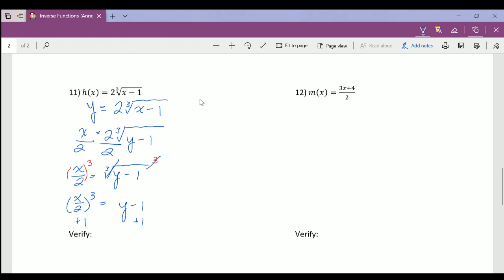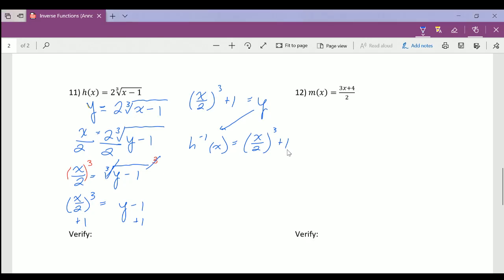Okay, so what you're looking at is x over 2 being cubed, adding 1 to that, and that equals your y. Okay, the y, we're going to put it back into function notation. This is going to be h, but it's the inverse of h of x, and that's going to be, well, what we just wrote down a second ago, (x over 2) to the third power plus 1. So that's finding the inverse.